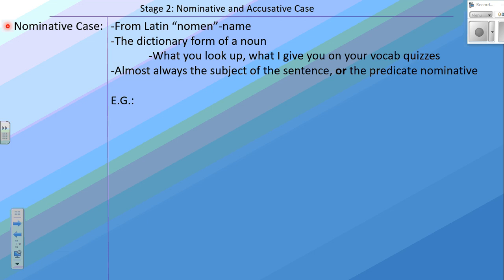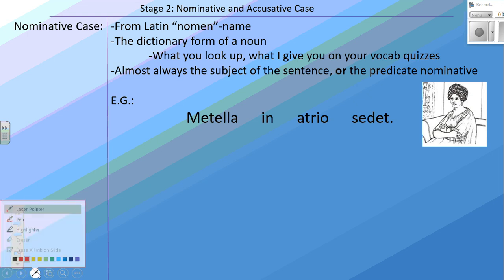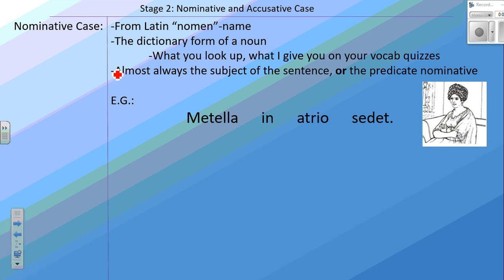So some example gratia for you. Metella, let me grab my pen now. Metella in atrio sedet. So Metella is my subject. It's my nominative case noun. Sedet is my verb, right? If I look at my picture, I can see Metella, she's doing the action, which is sitting. We also have a prep phrase in here if you want to start noticing those. I'm not talking about them just yet, but she's sitting in the atrium, right? You can see the background. She's sitting in the entrance hall.